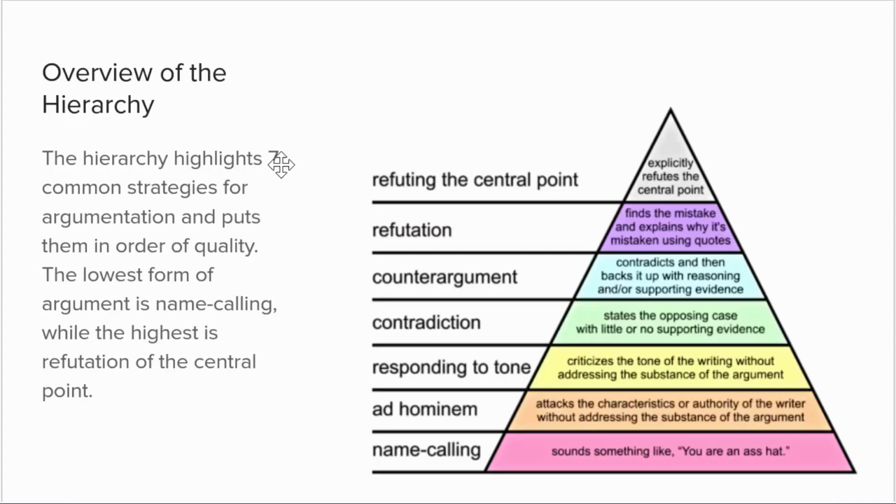So this is what the hierarchy of disagreement looks like. We first have name calling, followed by ad hominem attacks, responding to tone, contradiction, counter-argument, refutation, and finally refuting the central point. The one we're looking at today is name calling. For a general overview, the hierarchy highlights 7 common strategies of argumentation and puts them in order of quality. The lowest form of argument is name calling, which is what we will be covering today, and the highest is refutation of the central point.